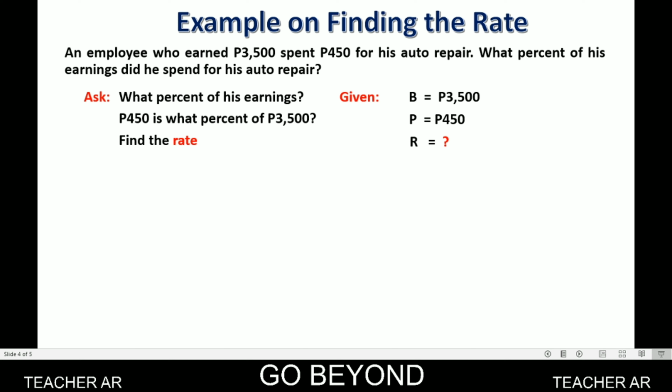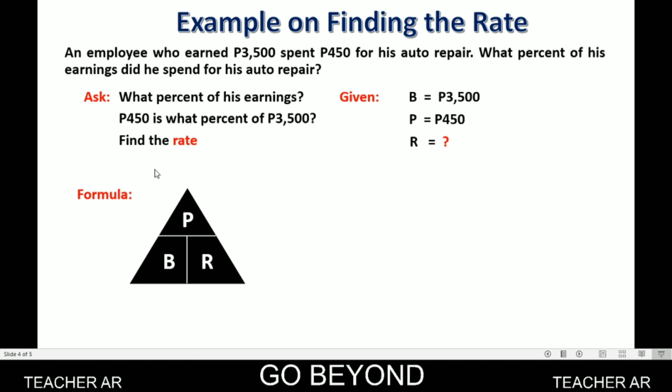Next, let us use the correct formula in finding the rate. Let's go back to the triangle. So we are looking for the rate. So this is our rate. So the formula in finding the rate is percentage over base. Percentage, nasa taas si P, nasa baba si base. So the formula in finding the rate is percentage over base or percentage divided by base. Okay, so now, the next thing that we need to do is we have to substitute the given to the equation.